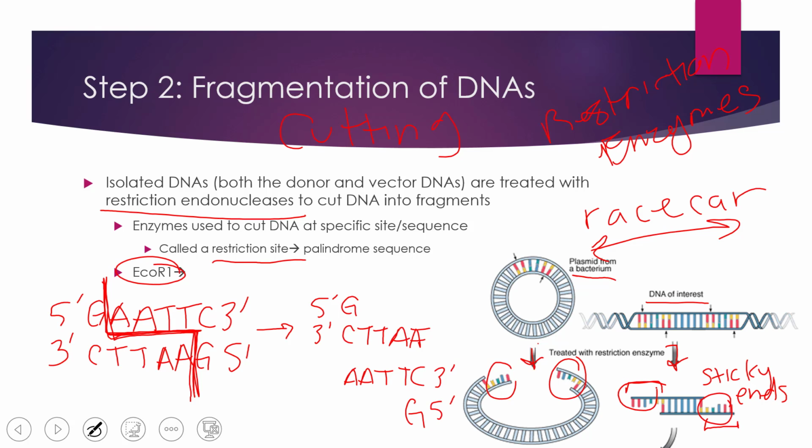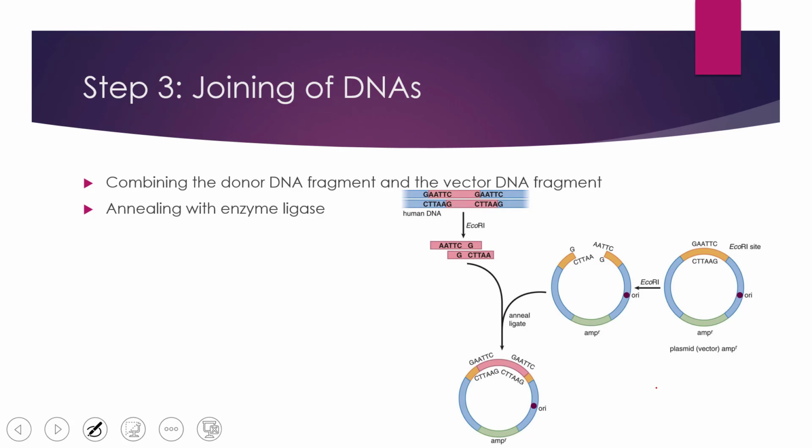So that's what we call the palindrome sequence, and that's what we call sticky end, and that's the real job of the restriction enzymes. It cuts both the donor DNA and the vector DNA into different fragments, which then allows them to be joined together in a smooth fashion later on. So like I said, the next step is the joining of DNAs.